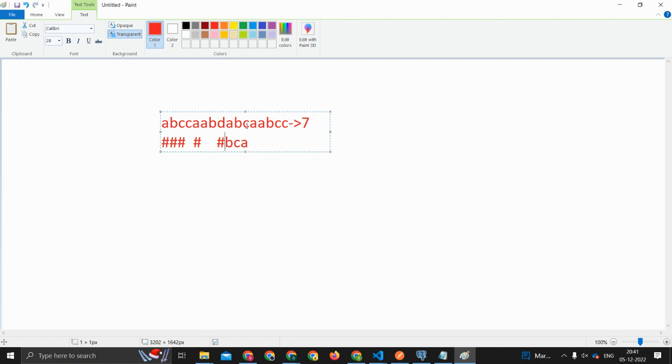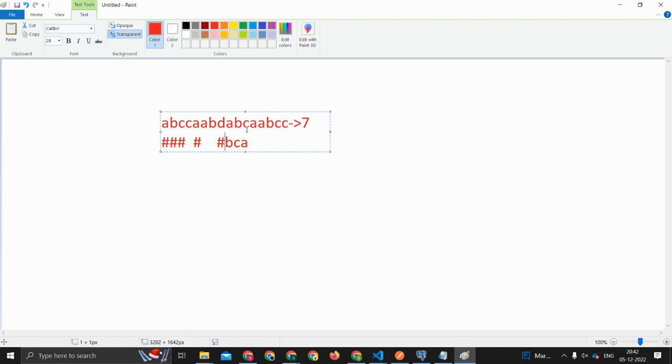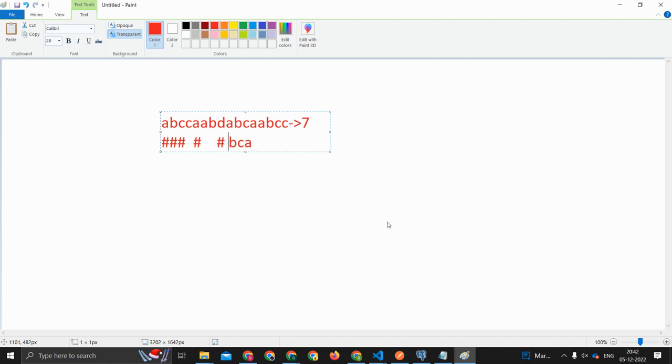If it is matching two, then we need to shift by only one. The maximum number will take place when there are two matches and one mismatch or something like that. Maybe, but it varies according to the text or pattern, you can say. Let's just finalize this and move ahead.